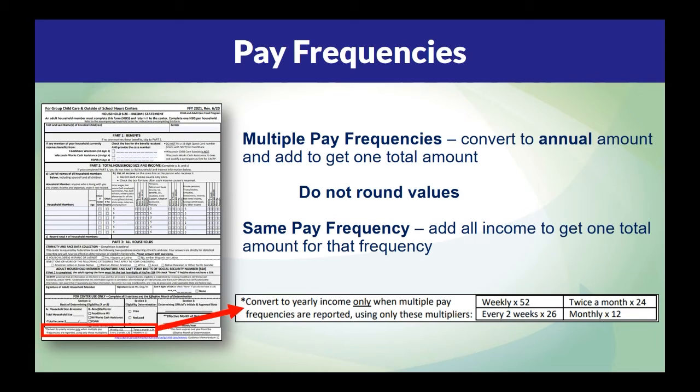If all of the reported income is in the same pay frequency, so for example, one income is listed as $700 weekly and another is listed as $500 weekly, you just add up all that reported income to get one total amount for that pay frequency. So in this case, you'd add those up to be $1,200 weekly. You do not have to convert to annual or monthly income. You would just compare the total income to the income scale for that pay frequency. So in this case, you'd compare to the weekly column. And there are different columns for each pay frequency, so check that out in the income scale.